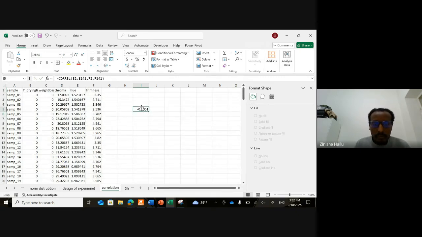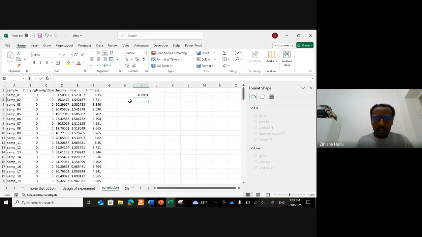From this, I have got the R value is minus 0.2, which means they have an inverse relationship. The moderate significant relationship it shows me.